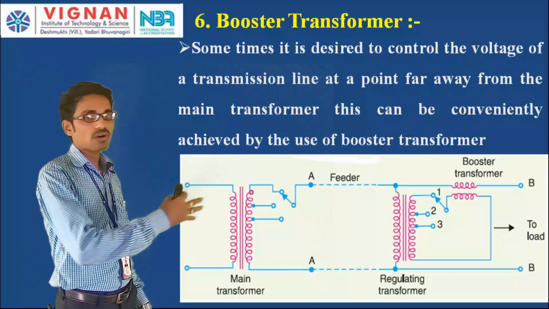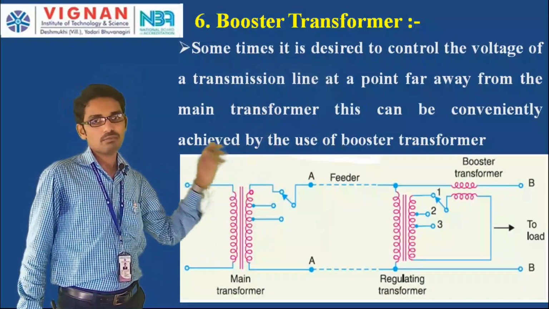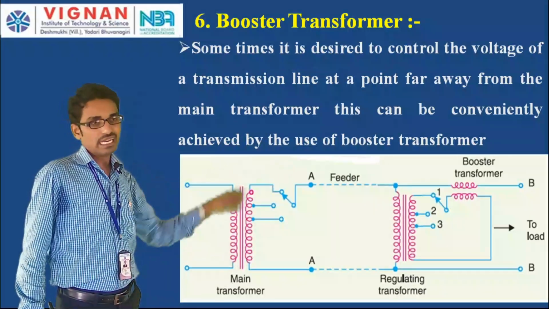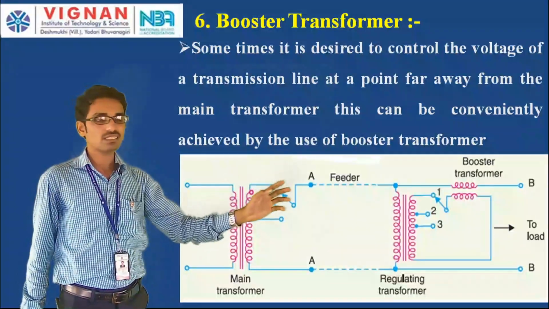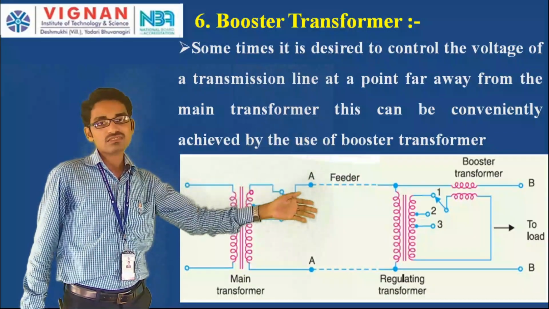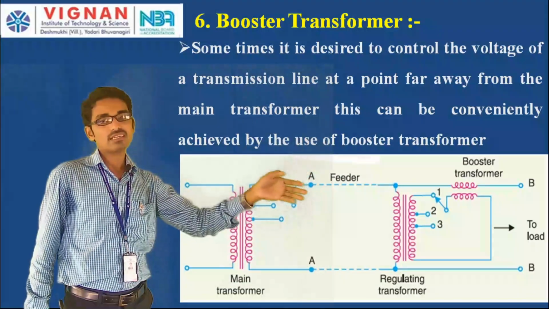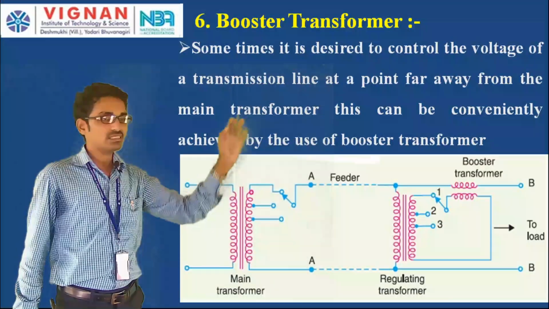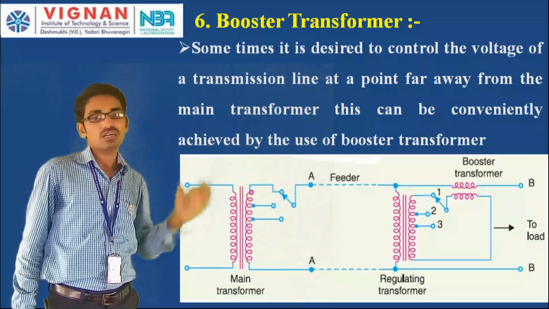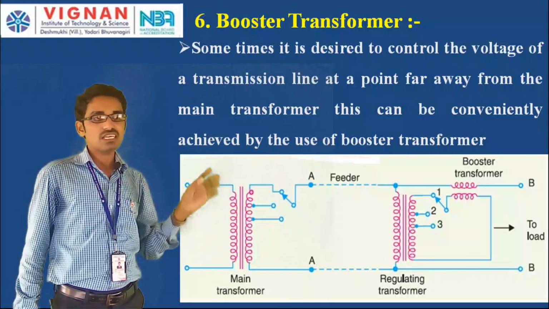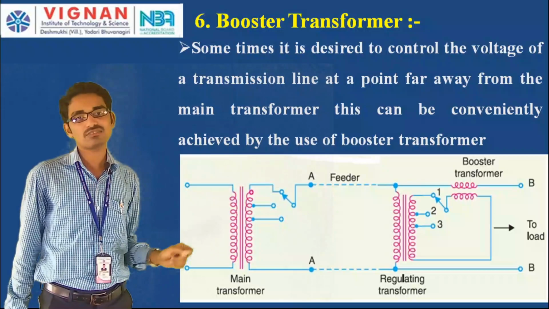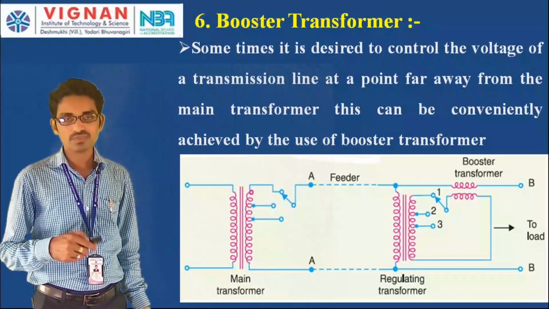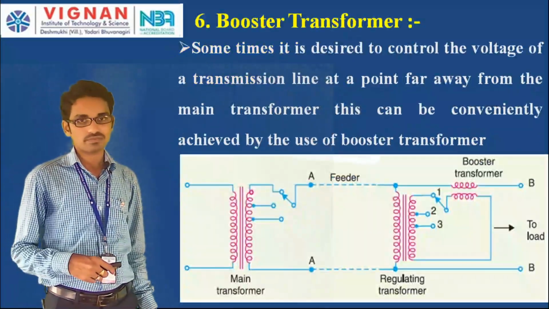Then we have the load at positions B and B. At positions A and A, you connect the transmission lines. Then there is a regulating transformer. After that regulating transformer, you have the booster transformer connected in series, and then you have the positions B and B. For that B and B, you have the load connected. Where you need to change the voltage, we connect the booster transformer. The fine tuning of the voltage is available with the help of the booster transformer.